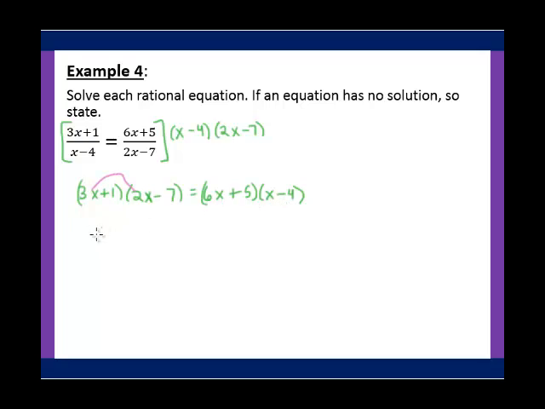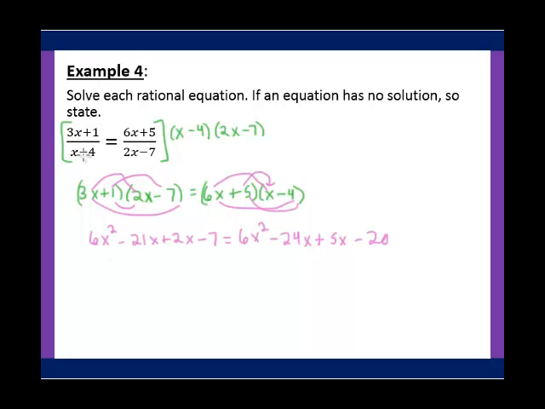So 3x times 2x is 6x squared. 3x times negative 7 is negative 21x. 1 times 2x is 2x. 1 times negative 7 is minus 7. 6x times x is 6x squared. Minus 24x. Plus 5x. Minus 20.